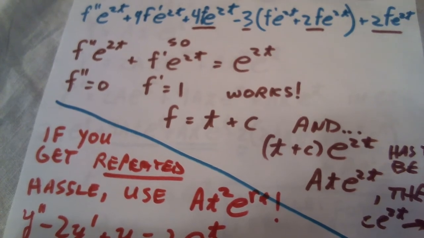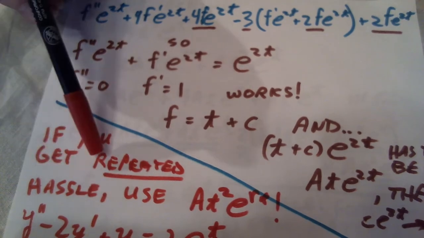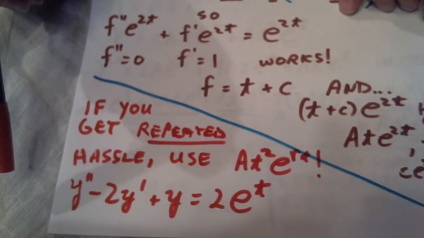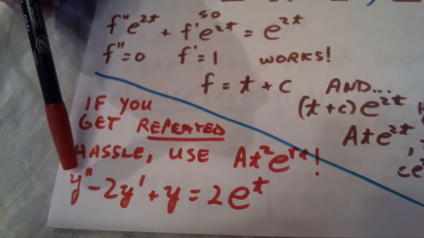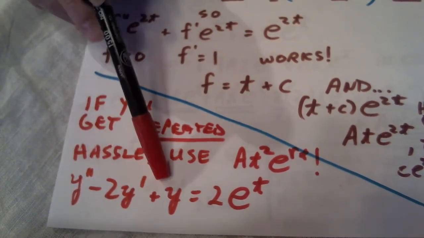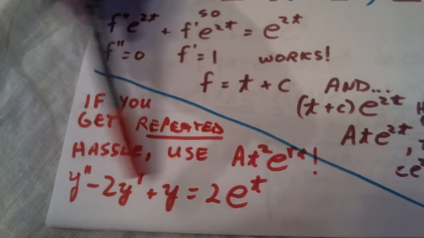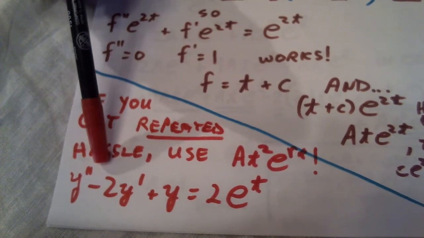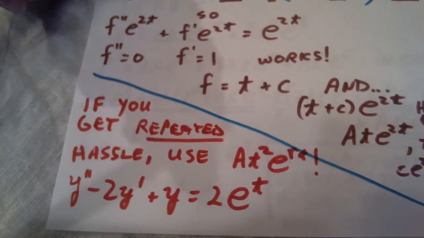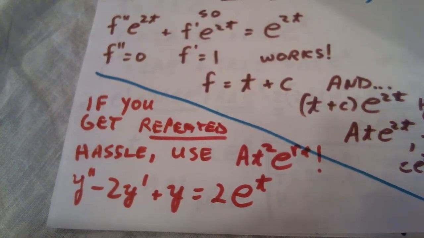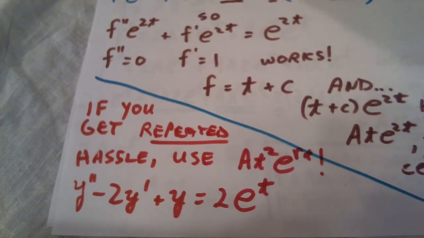Now, there's a further hassle. What if you get the repeated hassle? In other words, let's take a look at this example right here in a little bit more detail. This has y double prime minus 2y prime plus y equals 2e to the t. Well, if you look at it, this is e to the t for each root. It's a repeated root problem. And I have e to the t over here. So not only do I have the homogeneous solution matching the forcing term, it matches twice.